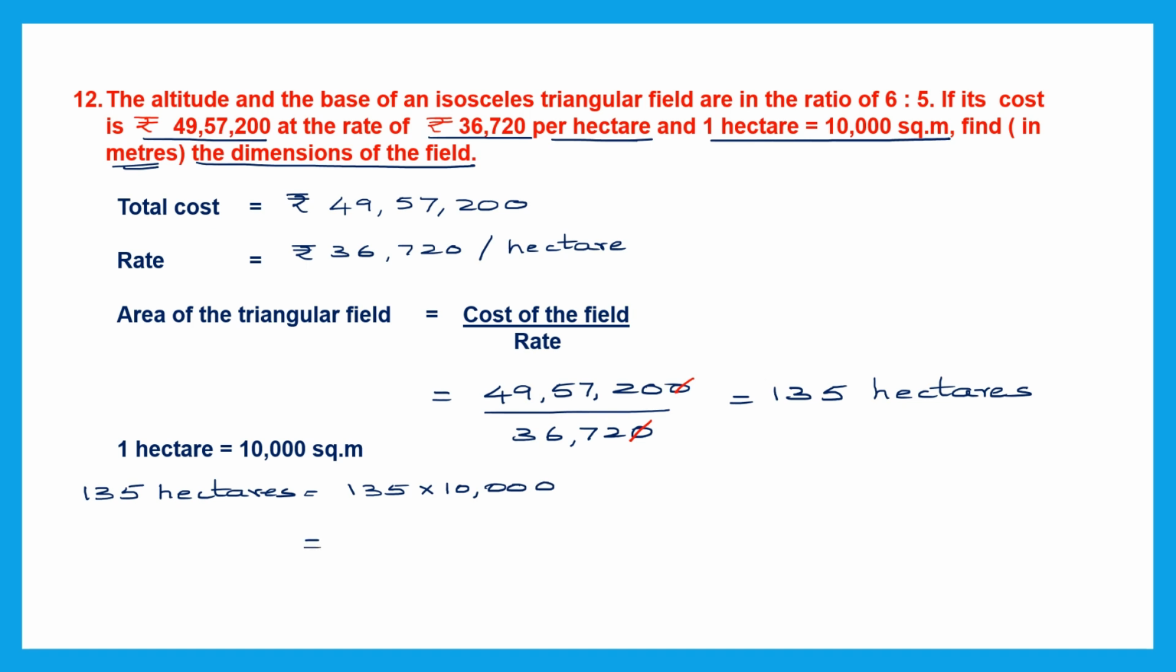So this will be, write down 135, count the number of zeros here. We have 1, 2, 3, 4, add all 4 zeros and now put the commas so that we know how to read this. So this is 13,50,000 meters square because we have found the area. So now we have found the area. We will use this to find the dimensions of the field.